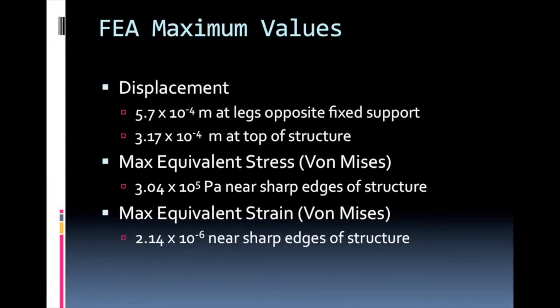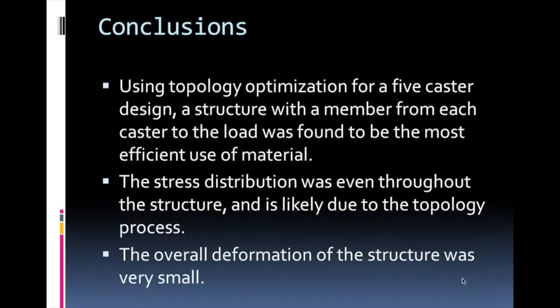And here you can see the FEA maximum values from our results. As you can see, the displacement, the equivalent stress, and the equivalent strain were all very low throughout the structure. In conclusion, the overall deformation of the structure was very small, the stress was evenly distributed throughout the structure, and this was due to the optimization process, which resulted in a very efficient use of material.